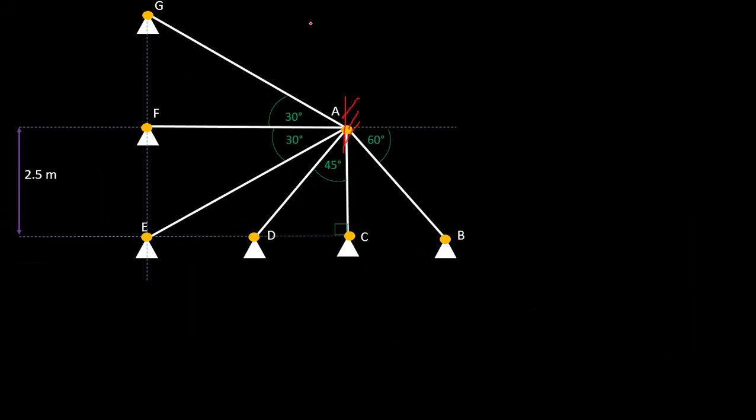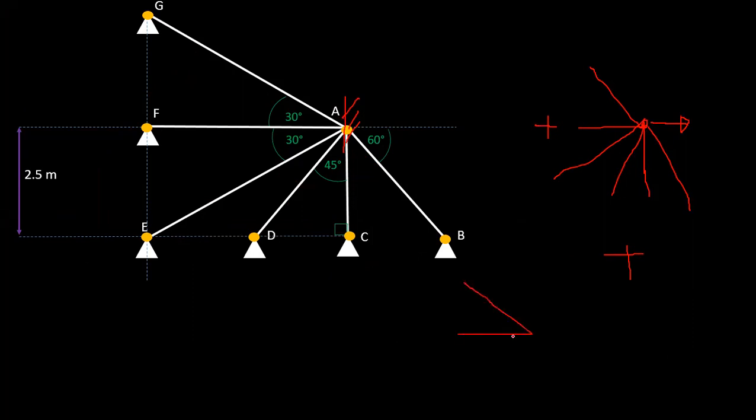So this is our primary structure. And then we should apply to this joint a unit displacement in the first direction, similarly to what we did in the previous example, and a unit displacement in the second direction.